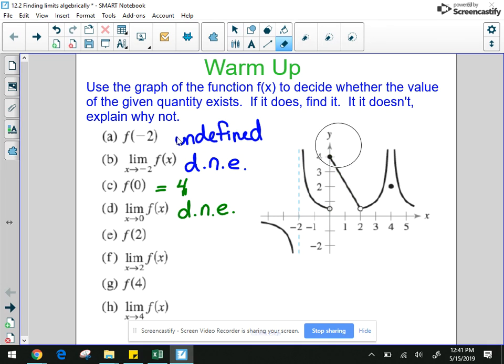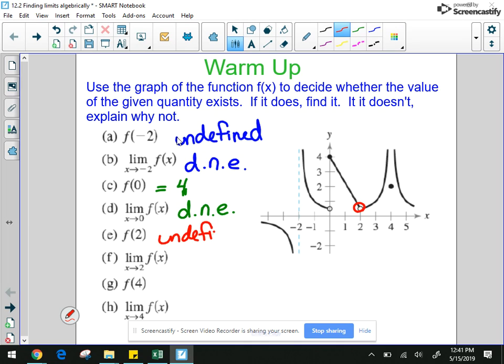Next problem, we're looking for the value f of 2, the value of the function at 2. Again, on my graph, I'm going to locate the place where the x value is equal to 2. If I follow that up to the function, you can see there's an open circle at that point. So that tells me I have an undefined value at x equals 2. The limit as x approaches 2, two-sided limit, as x approaches 2 from both the left and the right-hand side, you can see they're zeroing in on the same value of about a half.